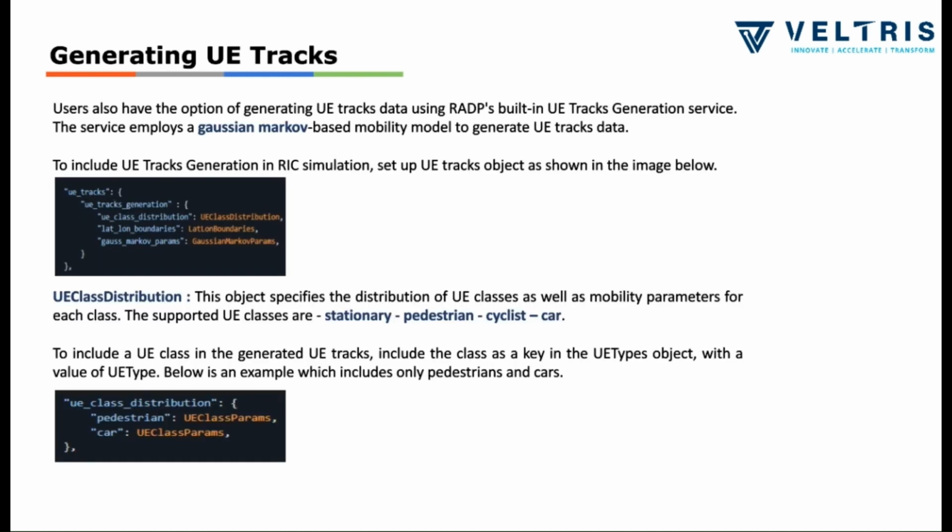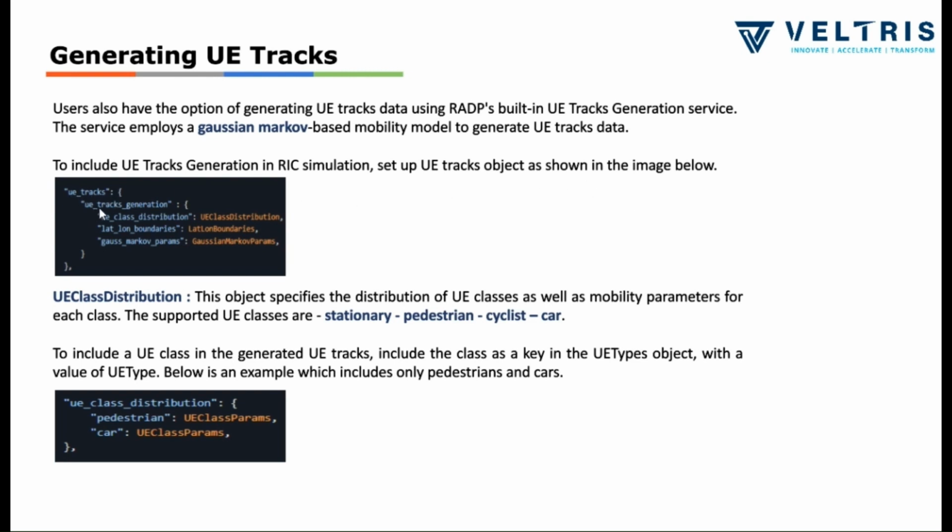So up until now, we have learned how to pass UV data through a file or directly as a pandas data frame. Now we can look into generating UV tracks data, since the user has the option to generate UV tracks data with RADP's built-in generation service. This service employs a Gaussian Markov based mobility model to generate UV tracks. To generate UV tracks in a RIC simulation, we need to set up the UV tracks object in the simulation parameters as shown below here.